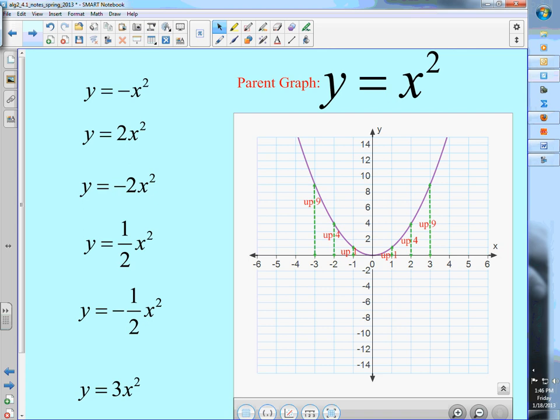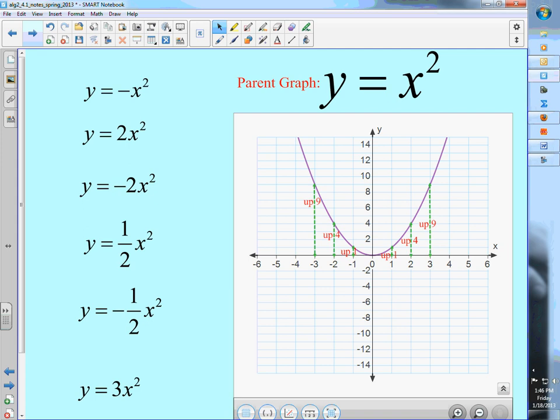Here is the graph of our parent graph, which we've already spent a fair bit of time with. Right 1, here's your up 1. Right 2, here's your up 4. And right 3, up 9. Right?